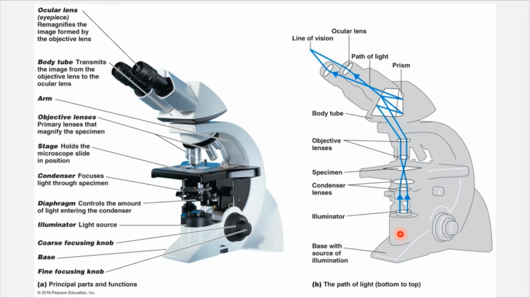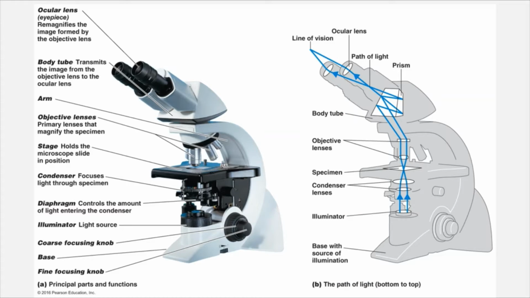Here on the right-hand side, we can see a simplified image of the microscope where the path that the light takes has been highlighted, up from the illuminator, through the condenser lenses, which turn that light into a pinpoint beam that hits the specimen, which then moves up into the objective lenses, through the body tube, through a prism, and then it is reflected into your eyes through the ocular lens.